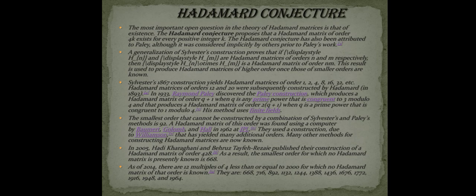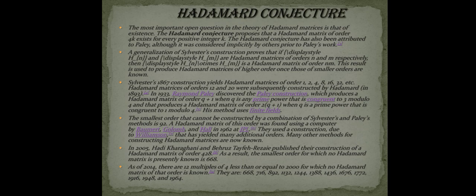Hadamard conjecture. The most important open question in the theory of Hadamard matrices is that of existence. The Hadamard conjecture proposes that a Hadamard matrix of order 4k exists for every positive integer k. The Hadamard conjecture has also been attributed to Paley, although it was considered implicit by others prior to Paley's work.